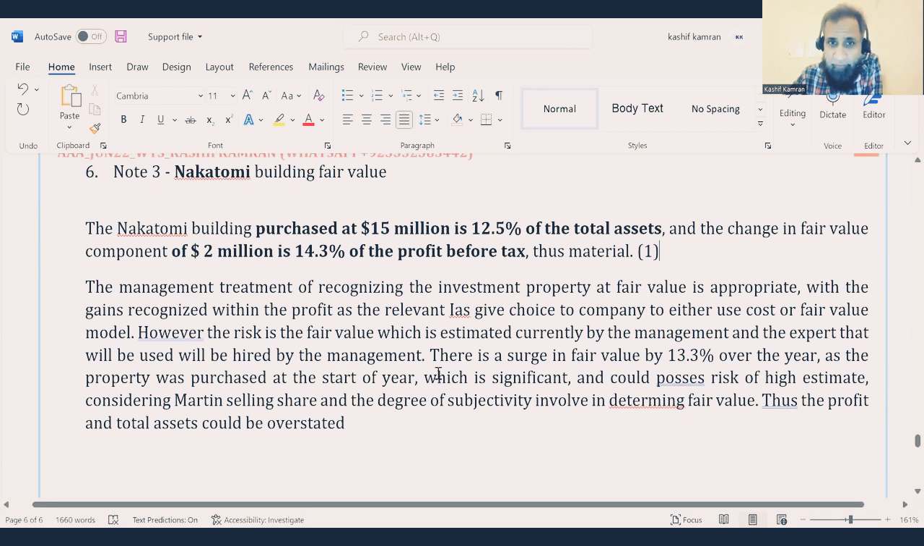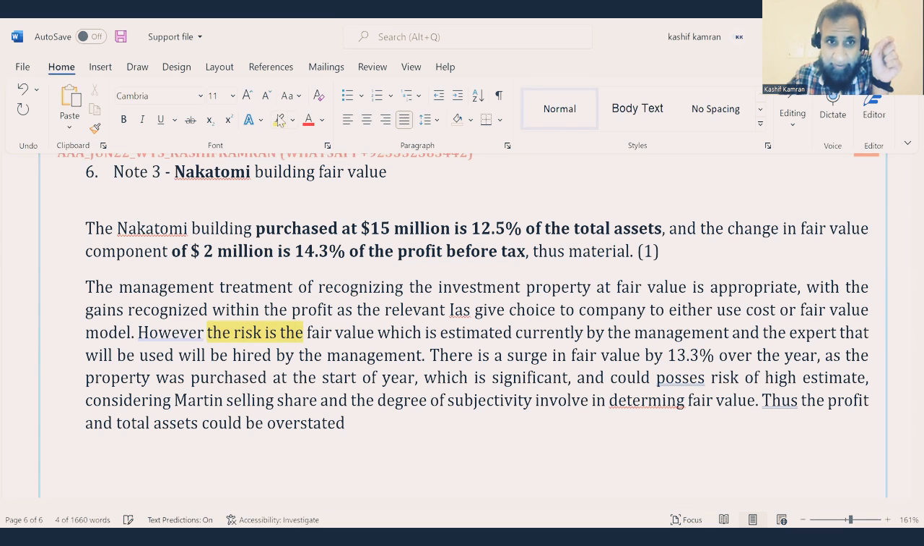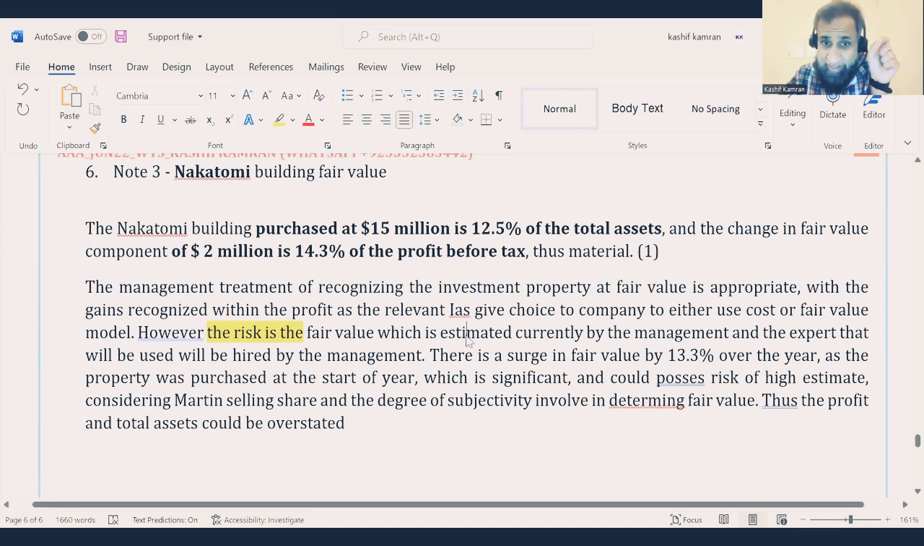The management treatment of recognizing the investment property at fair value is appropriate because the accounting standard gives us the permission either we use the cost model or the fair value model, with the gain recognized within the profit. As the relevant IAS gives choice to the company to either use the cost method or the fair value method. So has the management done the right accounting treatment by adopting a fair value method and taking the changes in the fair value to the profit and loss, not to the other comprehensive income? Perfectly fine. However, the risk is the fair value, which is estimated.